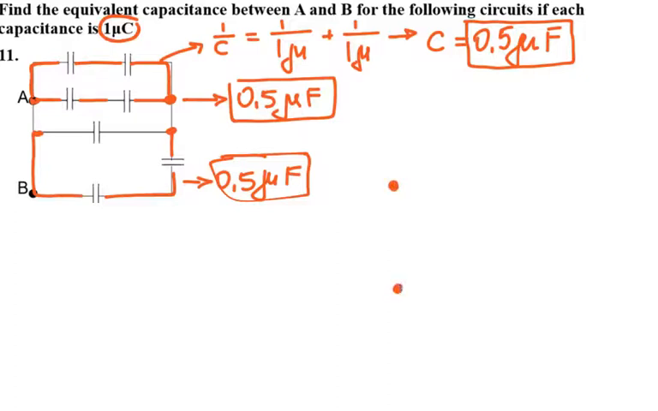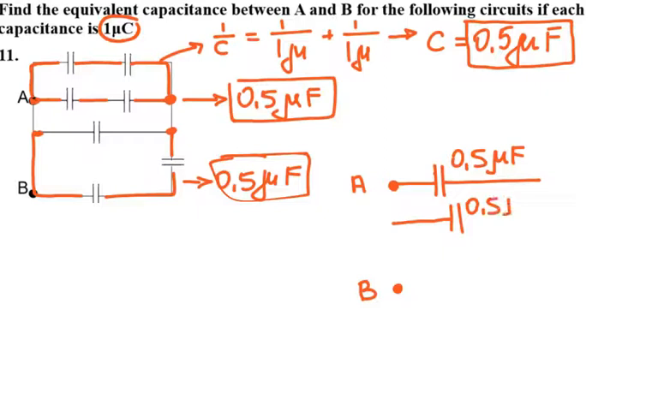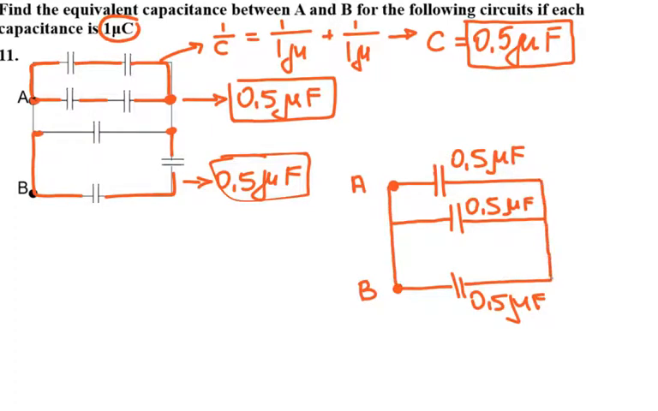So I'm going to redraw my circuit now, and here is A and here is B. So I have point A, point B, and here I have the capacitor of 0.5 microfarads. Then I have another one of 0.5 microfarads, and then I have the third one of my 0.5 microfarads, and in between these I still have one. I'm going to make this one in blue. I still have one that is 1 microfarad, so this is 1 microfarad.